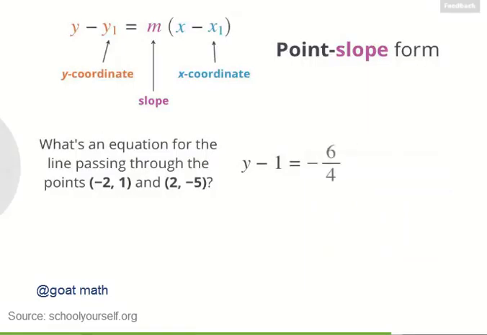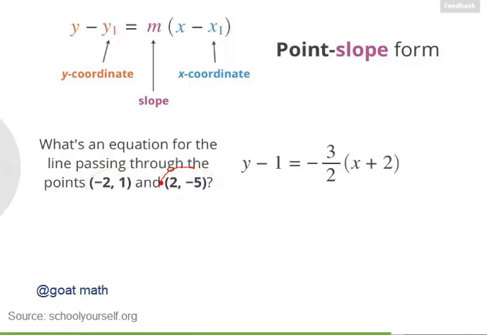Nicely done. So the slope is -6/4, which simplifies to -3/2. Now the x-coordinate of this point is -2. So inside the parentheses here, we have x minus -2. Subtracting a negative is the same as adding a positive, so we can write this as x plus 2. And here's the point-slope equation for the line passing through (-2, 1) and (2, -5).